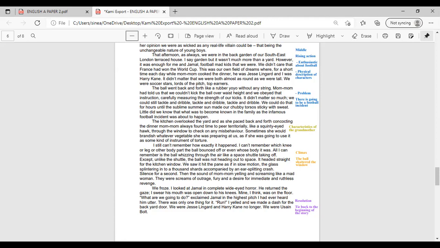We saw it hit the pane as if in slow motion, the glass splintering into 1,000 shards, accompanied by an air splitting crash. Silence for a second. Then the sound of my mom yelling and screaming like a mad woman. They were screams of outrage, fury, and a desire for immediate and ruthless revenge. We froze. I looked at Jamal in complete wide eyed horror. He returned the gaze. I swear his mouth was open down to his knee. Mine, I think, was on the floor.